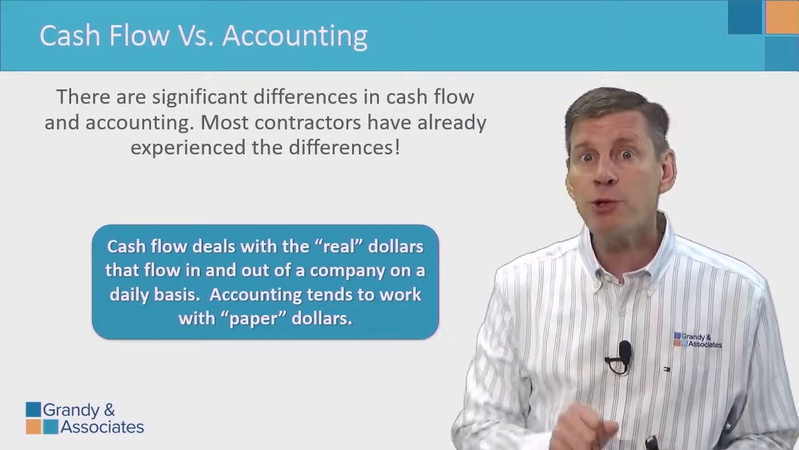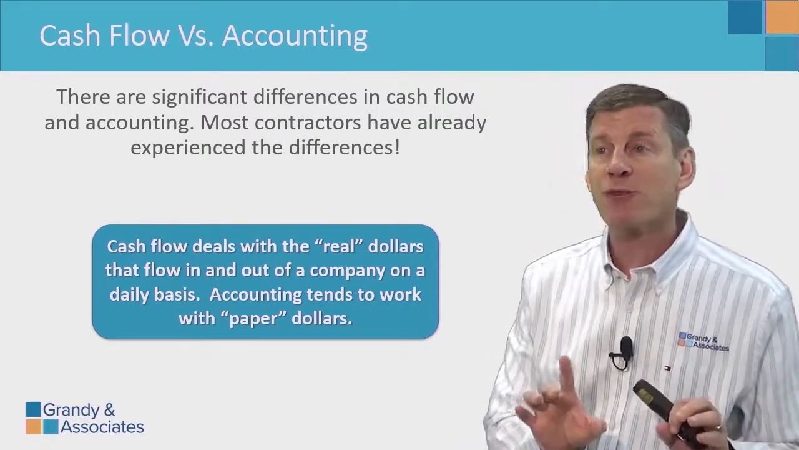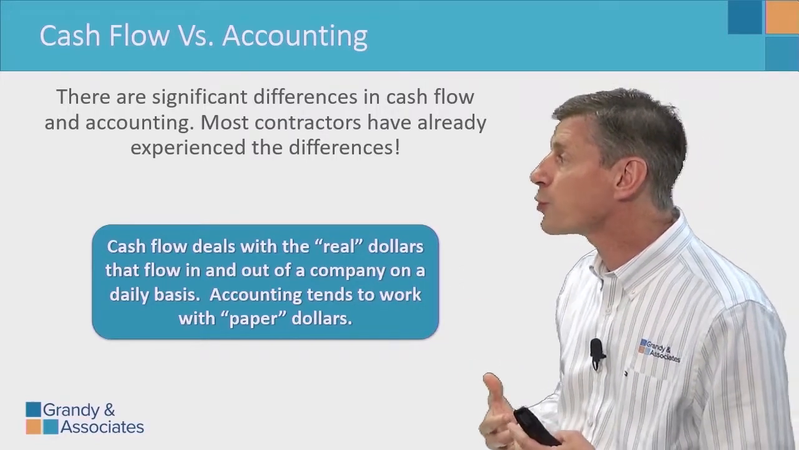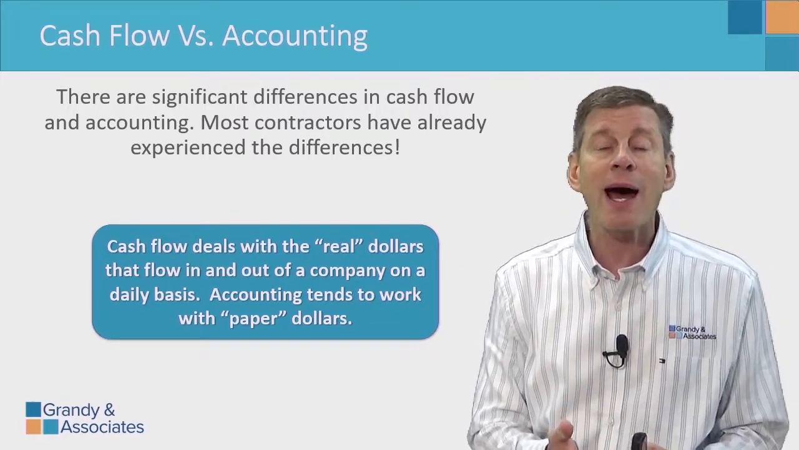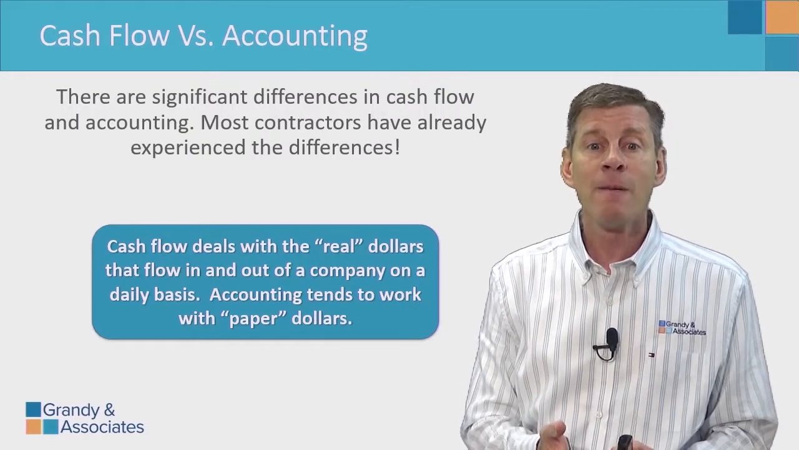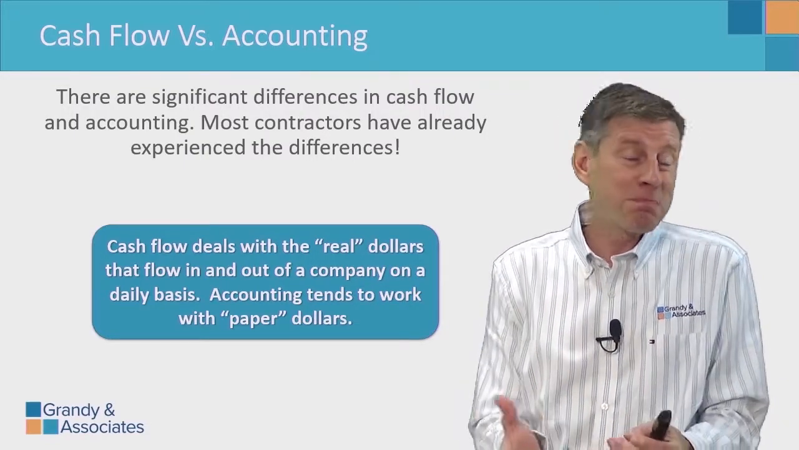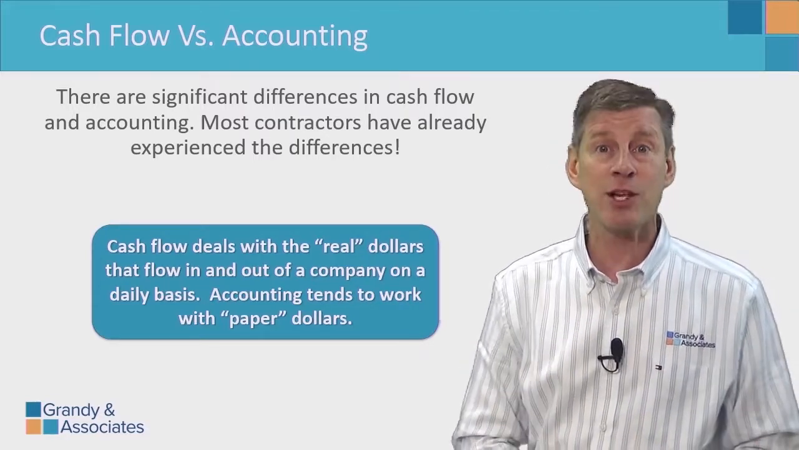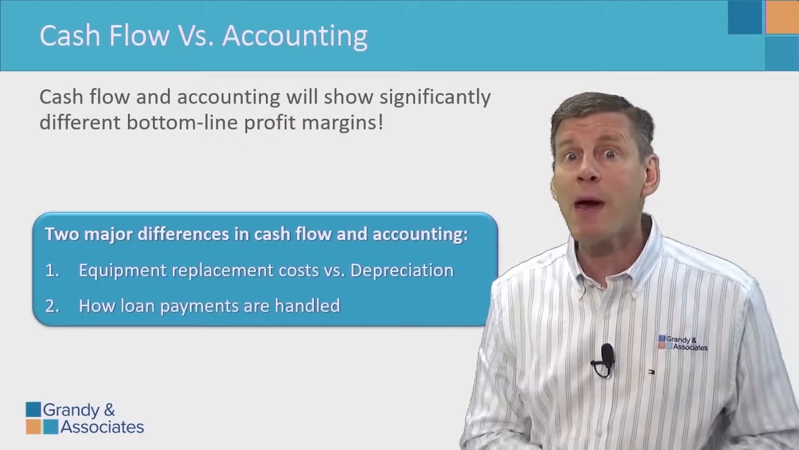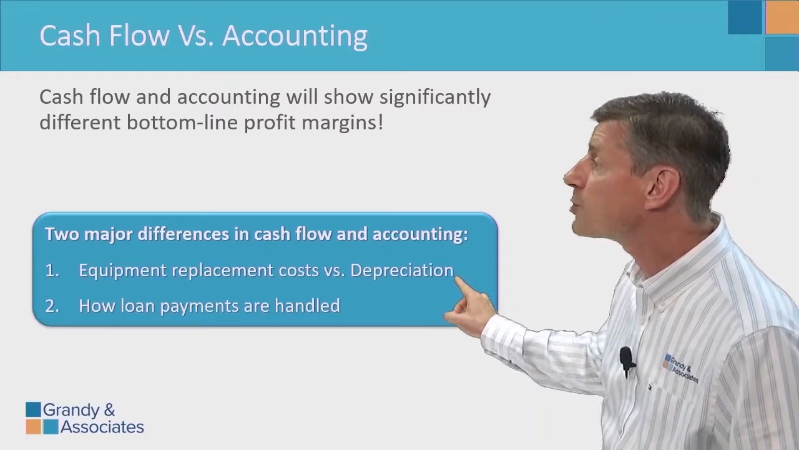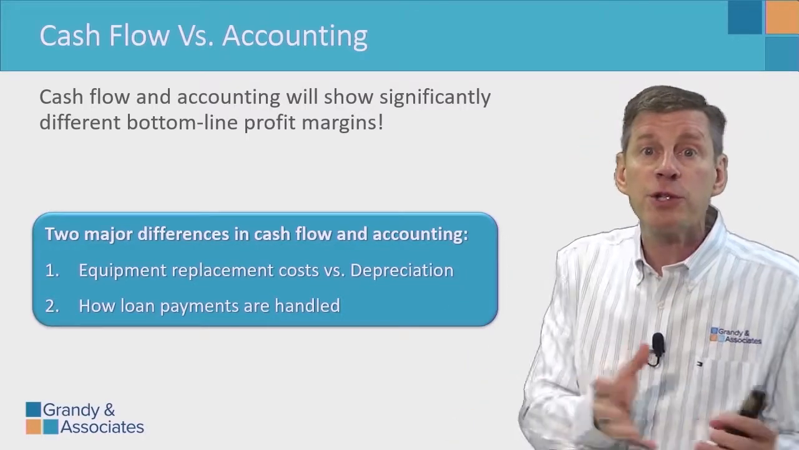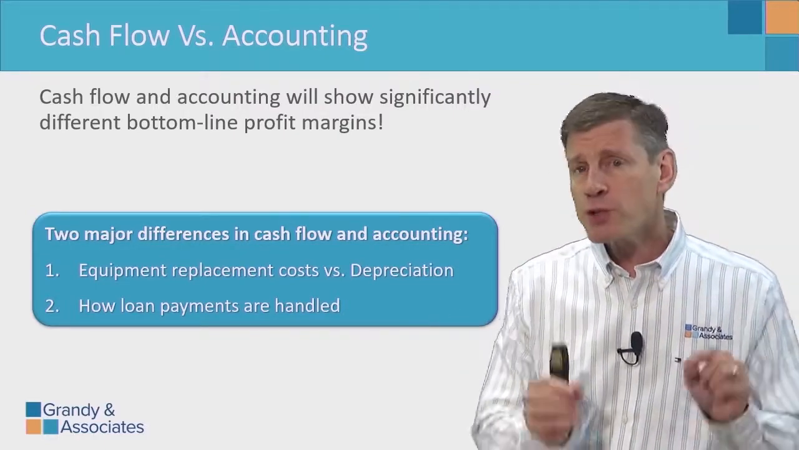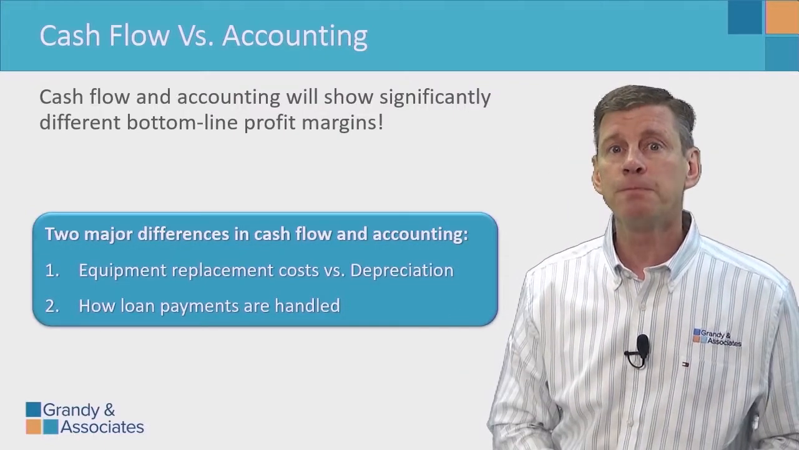Now, there are two major differences between cash flow and accounting. The first, think about it, cash flow deals with the real dollars that are flowing into and out of your checkbook on a regular basis. Accounting tends to deal with paper dollars or numbers on a sheet of page that really sometimes don't even mean anything to us. And so those two major differences that you will see: first, equipment replacement cost versus depreciation, and the second is how loan payments are handled. Let's look at those just a little bit closer.